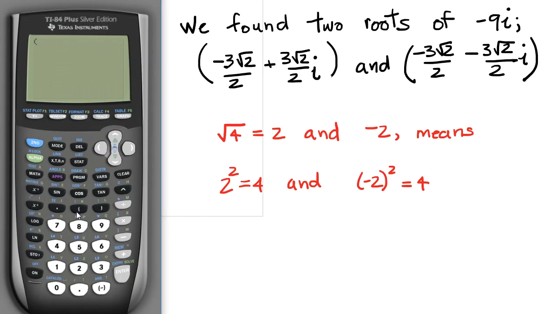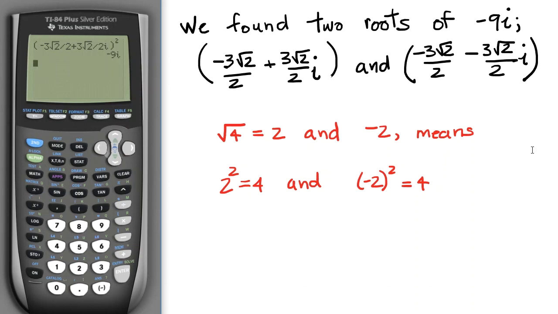I'm going to use parentheses. Now I need negative 3 second square root 2. I'm going to press this button so I'm out of the square root sign, divided by 2, so that's the real part, plus 3 second square root 2. I'm going to press that to get out, and divided by 2. Now I want to multiply by i, so that's second, and i is right here. And I'm going to close those parentheses, and then I'm going to square this. And when I hit enter, I expect to get minus 9i, and I have in fact done that.